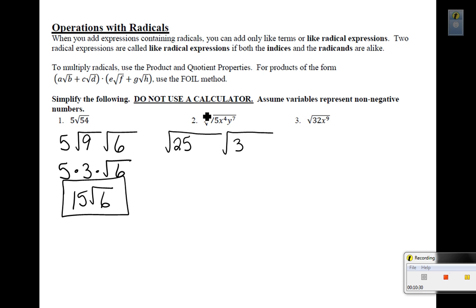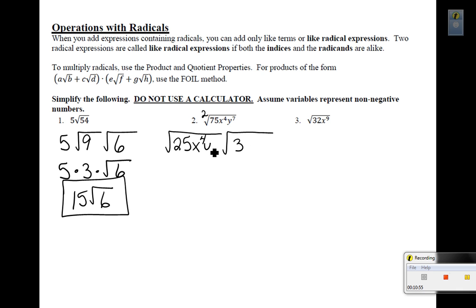Now remember, there's an invisible 2 right there, hence the word square root. So I need an x to the something. Whatever number you pick, 2 has to go into it. But I want it to be as big as you can. So 2 goes into 4, so I want to use that 4. So that means I don't have any x's over here.